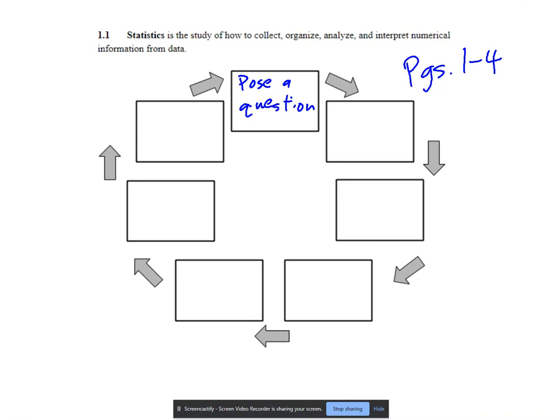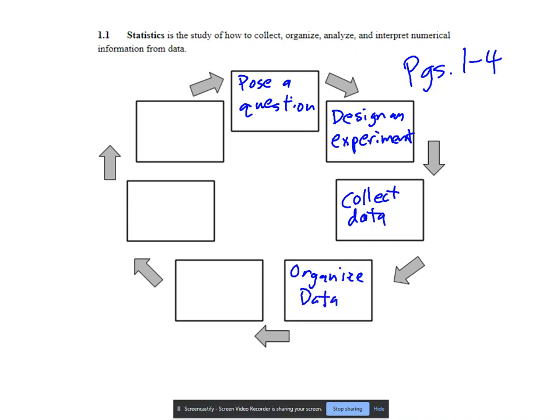After you pose your question, you're going to want to design an experiment, whether it's a survey or something like that. Then from your experiment, you're going to collect data. You've got to decide how you're going to do that. From there, you're going to organize that data, probably in some sort of spreadsheet.